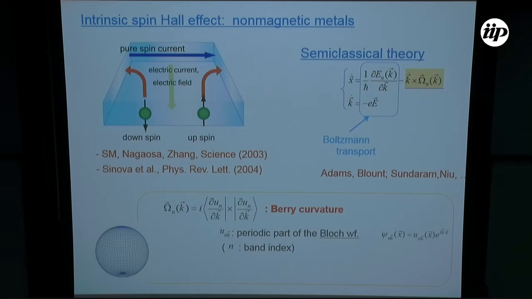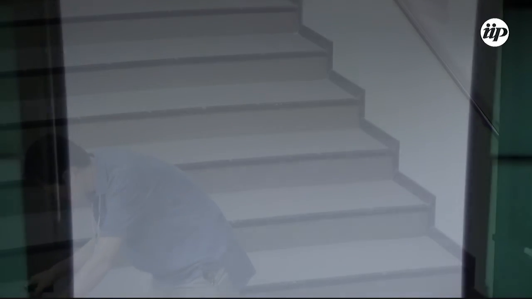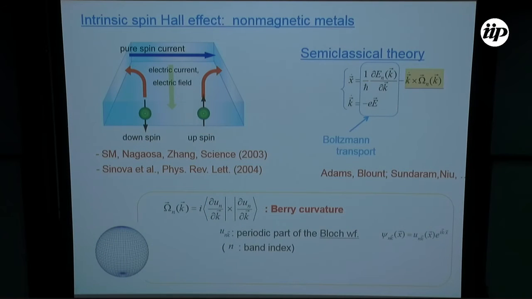In terms of the semi-classical theory for the motion of an electron, the first term within this framework is the Boltzmann transport term. But in addition to these textbook terms, we have a Berry curvature term, which is like this. This means that the velocity x dot acquires a term, which is k dot cross omega. And omega is the Berry curvature, which is written like that.